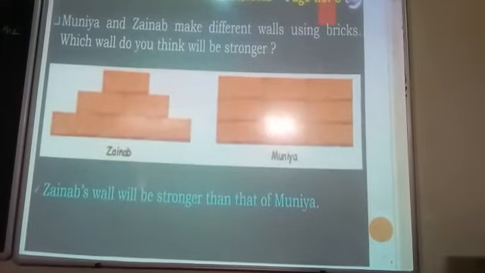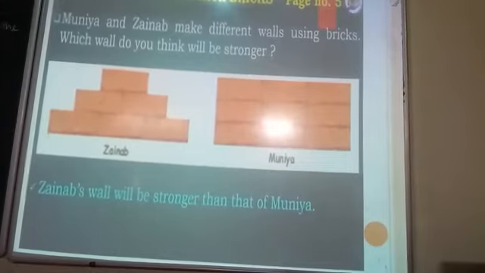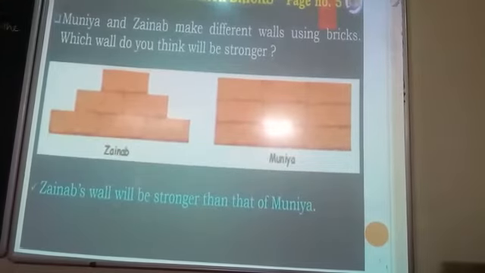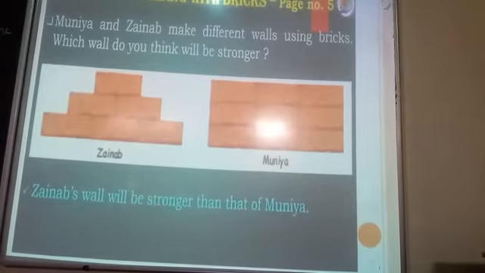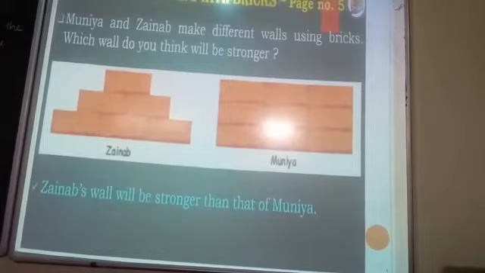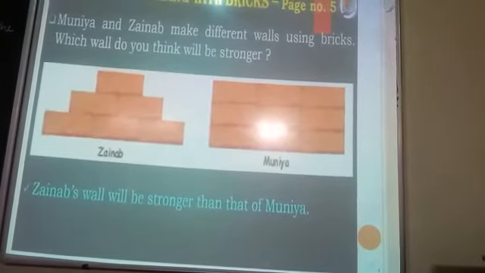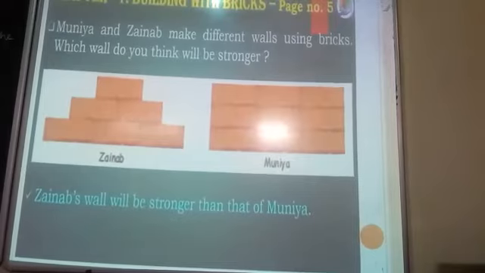Next, coming to the wall. A wall that will not fall is the topic you have. One day Munia and Zainab are playing with bricks and making their walls. Each makes a different wall. The two students, Zainab and Munia, are making walls, and they were talking about which will be stronger by making different patterns of walls.